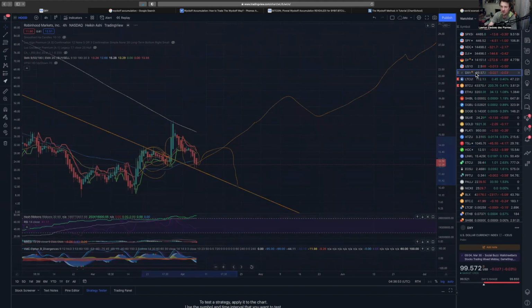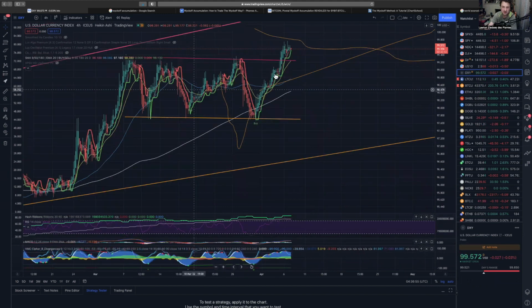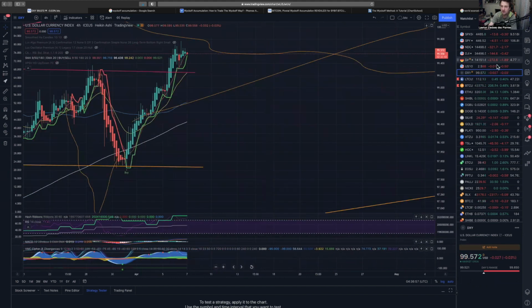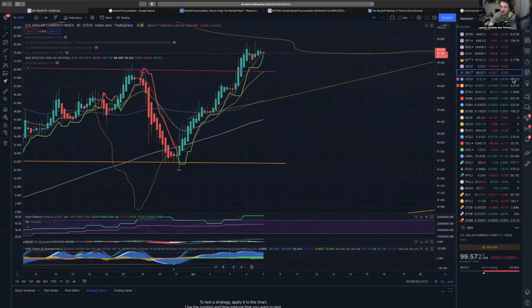We're watching the dollar to see if it's going to break higher. That will not be very good for everything else. Nothing else, that's all I wanted to get in.